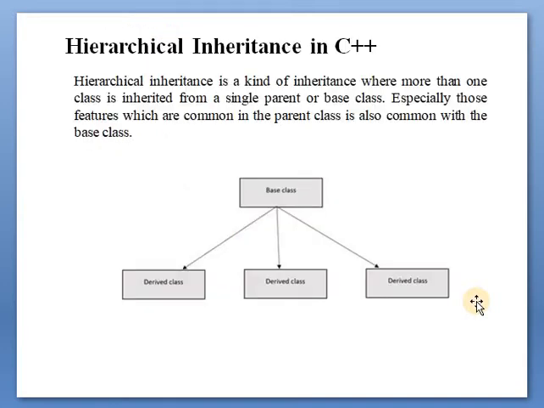Now second is hierarchical inheritance in C++. Hierarchical inheritance is a kind of inheritance where more than one class is inherited from a single parent or base class. So it is the opposite of multiple inheritance. Why? Because in multiple inheritance there is more than one base class, and in hierarchical inheritance there is more than one derived class inherited from a single parent or base class. Especially those features which are common in the parent class are also common with the derived classes.